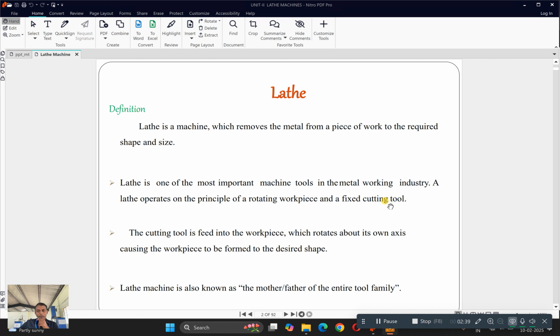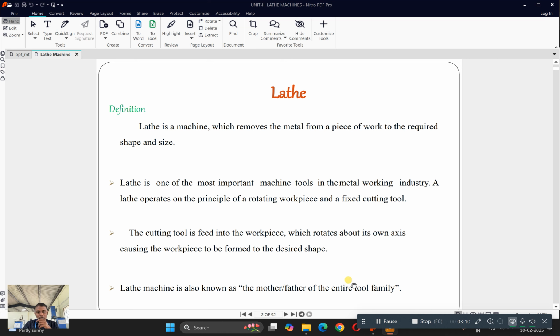So your spindle is allowed to rotate at the desired speed, and when this single point cutting tool is made to contact this rotating workpiece, then metal will be removed. Okay, this is the basic idea of how the lathe machine works. Now let us see one by one. The cutting tool is fed into the workpiece, which rotates about its own axis, causing the workpiece to be formed to the desired shape. This is what I have explained. Let us see it in the diagram later on.